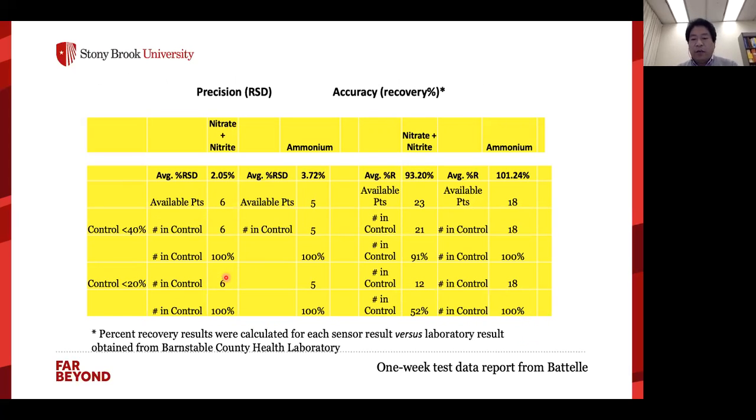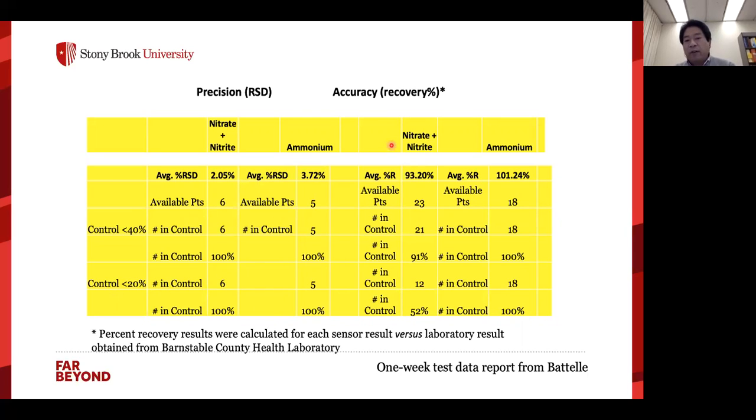So I just extracted the data from their report. For our sensor reading, for nitrate plus nitrite and ammonium, we have very good precision. The precision is less than 5%. We know from an analytical chemistry view, less than 5% is perfect. It's an ideal condition. This is all 100% in the control range.